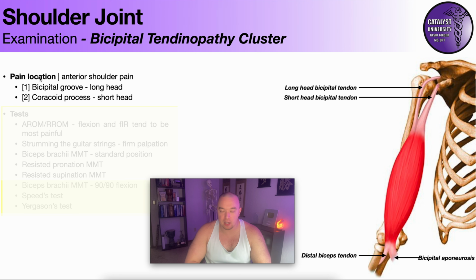in a bicipital tendinopathy. With a bicipital tendinopathy, it's anterior shoulder pain, and they're usually able to localize that pain pretty well. The pain is usually going to be in the bicipital groove, which is going to be for the long head tendinopathy, or in the coracoid process, so a short head tendinopathy. And between these two, the long head is much more common. If you Google this, you probably won't find much on the short head, but they do exist, and I have seen a few of them in my practice.